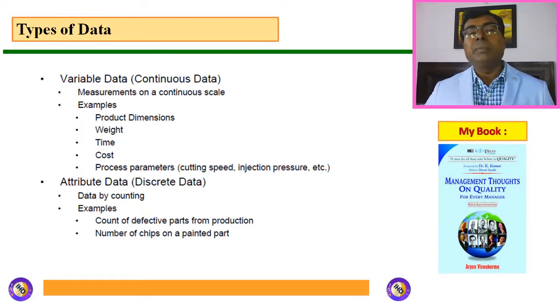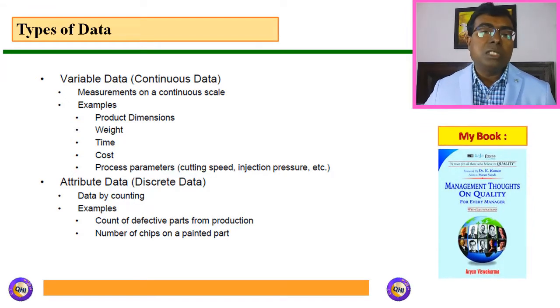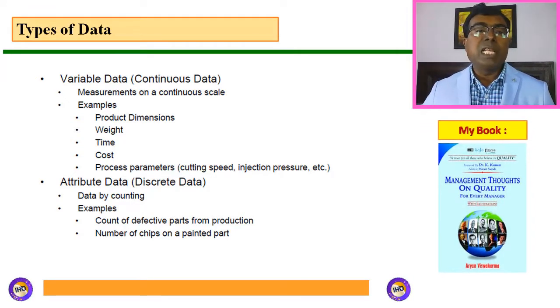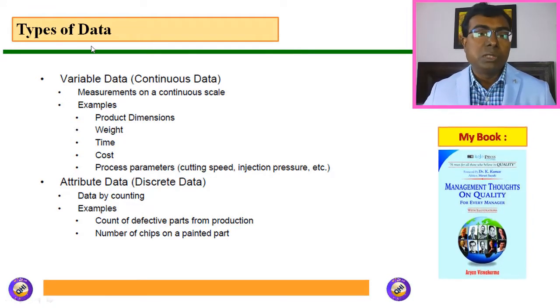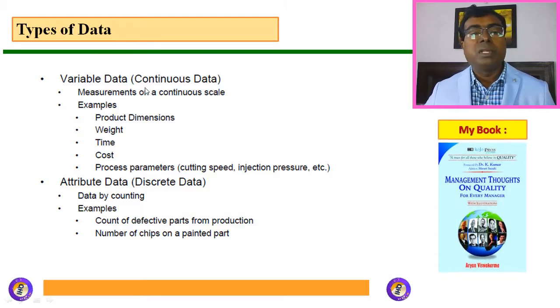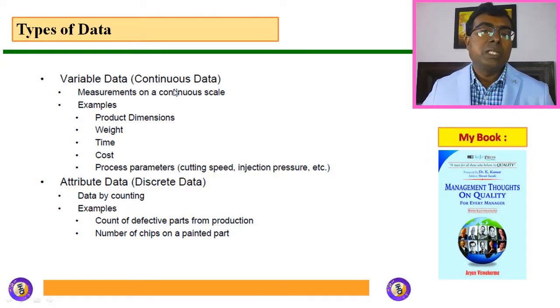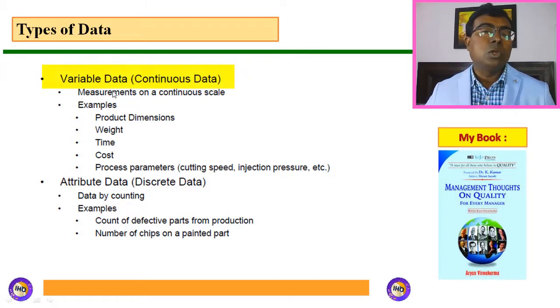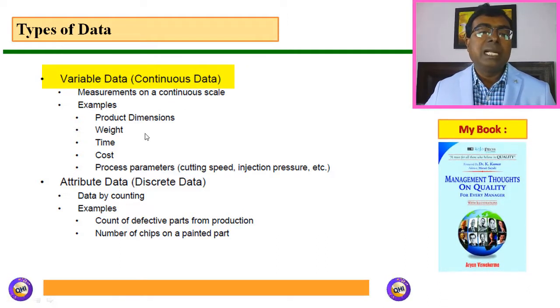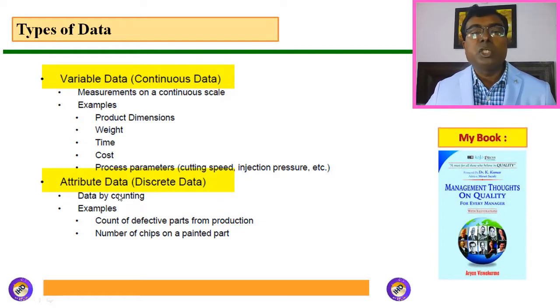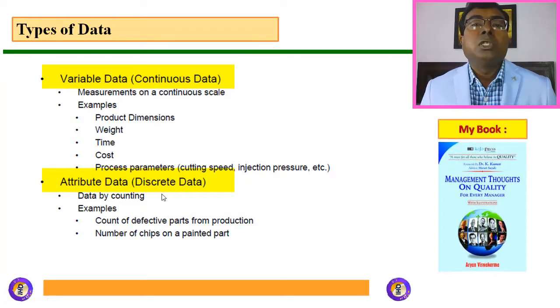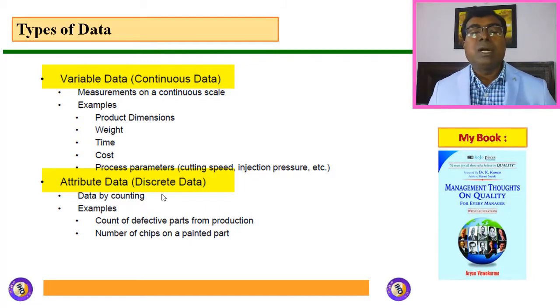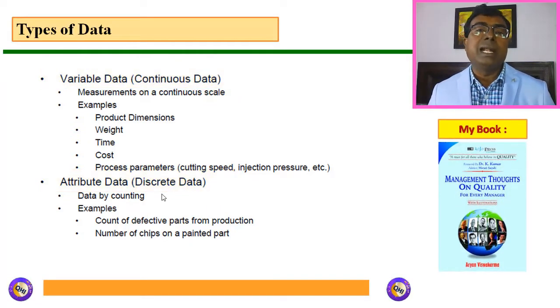Now friends, in statistical process control, whatever control charts we are using will be based on the type of data I am using. And as we know, there are two types of data which are used in industries. The first one is variable data, which is also called continuous data, and the second type is attribute data, which is also known as discrete data. So let's take some examples to understand what is variable and what is attribute data.